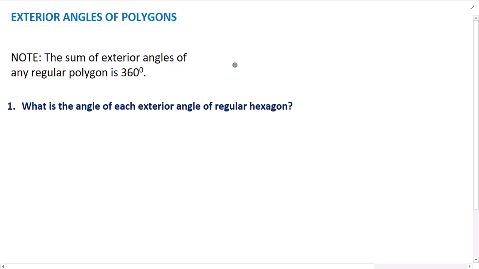Hello, welcome back to the lesson on polygons. So in this lesson, we're talking about exterior angles of polygons. So take note, the sum of exterior angles of any regular polygon is 360 degrees.